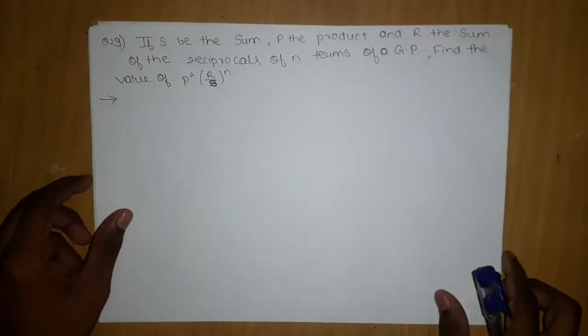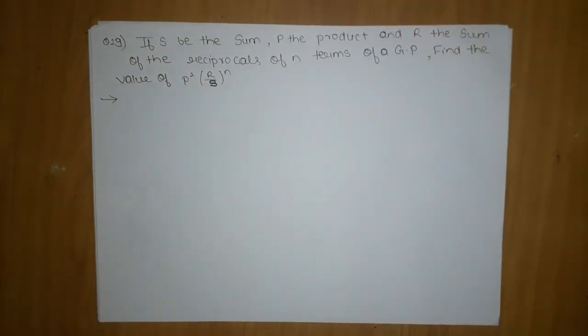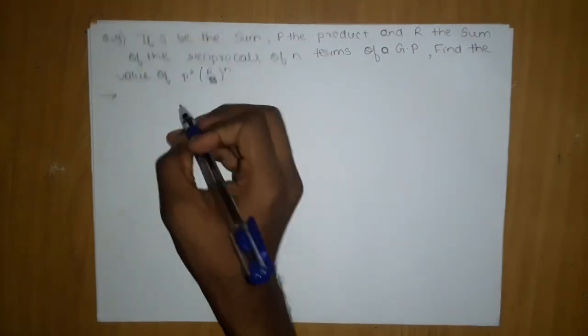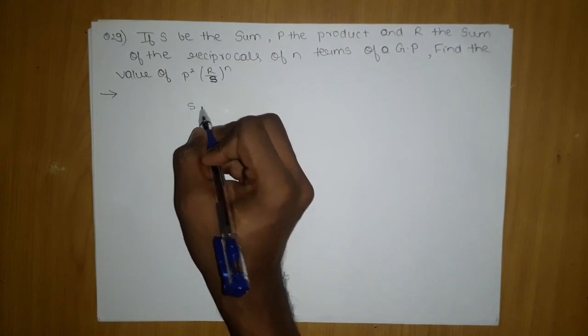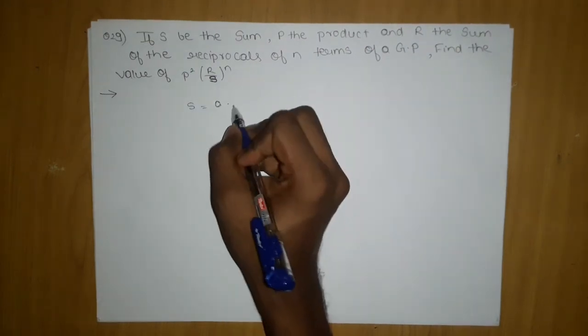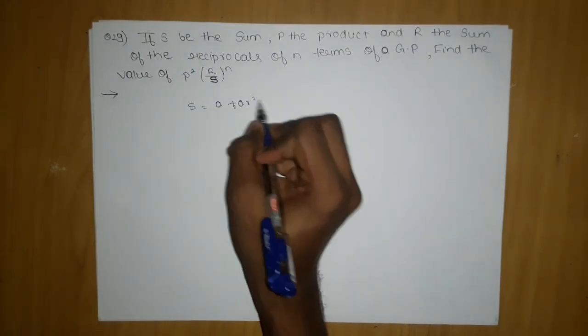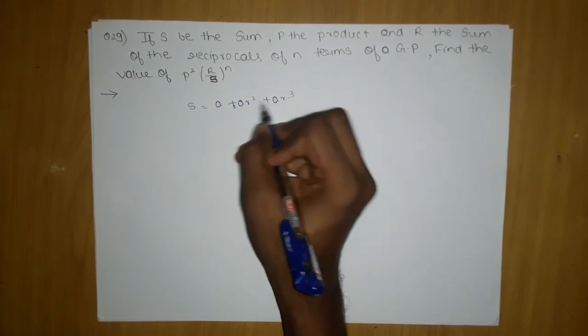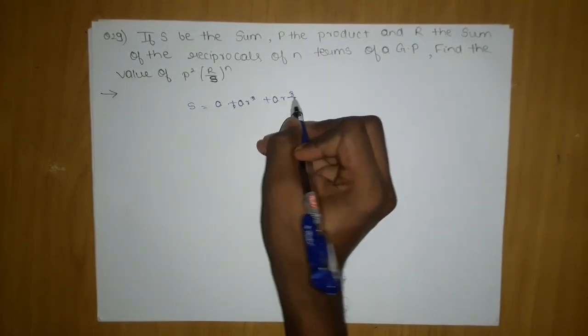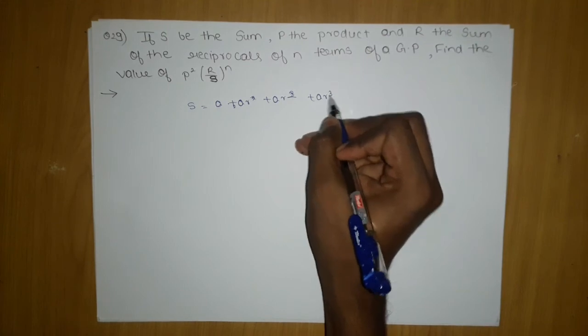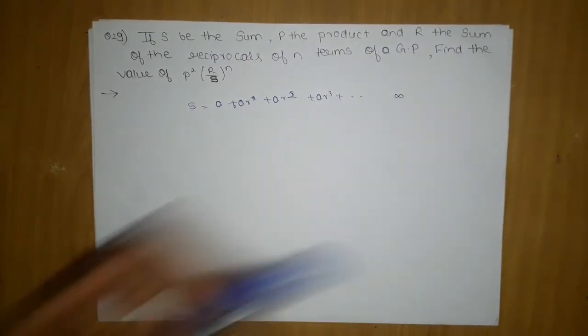The next question is 29th, which says: if S be the sum, P be the product, and R be the sum of the reciprocals of n terms of a GP, find the value of P square into R by S, the whole power n. So here S is the sum of what? a plus ar plus ar square, ar cube, and so on.